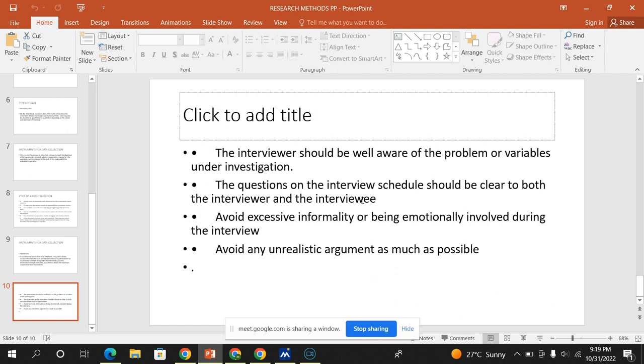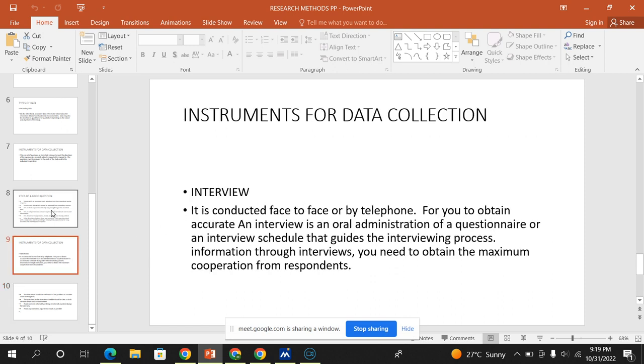Yes, I have a question. What's the difference between a questionnaire and an interview? An interview is conducted face to face or by telephone, but a questionnaire is written down, whereby the person answering can answer in written form. But with interviews, you conduct the person face to face, whereby you meet one-on-one.